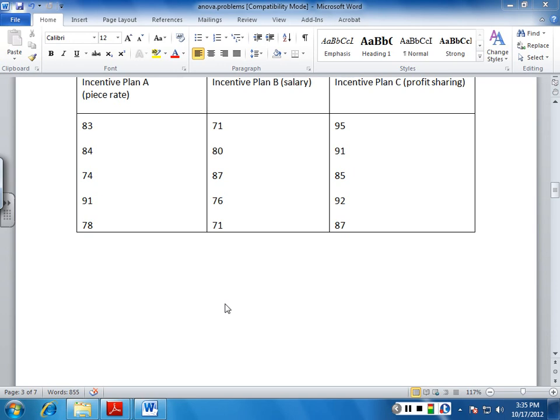Typically what I do on an exam is I will give you 2 of the means and 2 of the variances and then have you compute the third one, just as a review of computing means and variances, and then move on to the Anova problem per se.